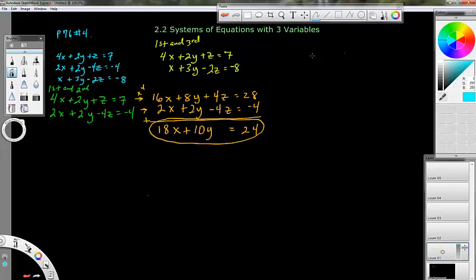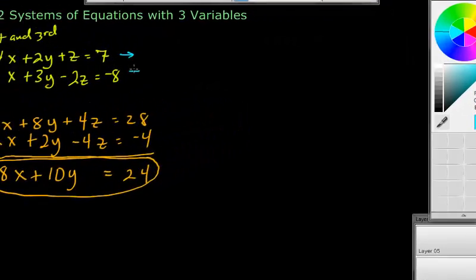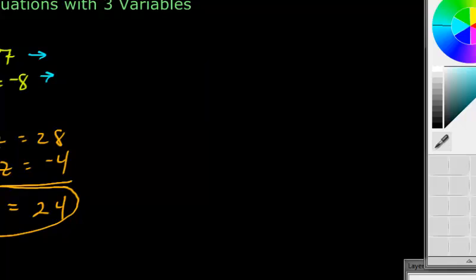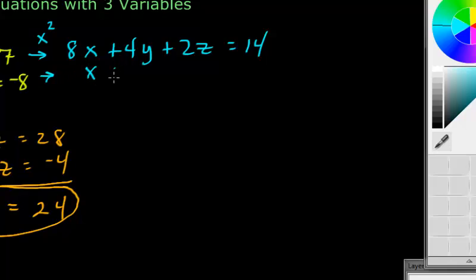And then up here, I'm going to do the same thing. I'm going to try to get the z's to cancel again. So I'm going to multiply the top one by 2. And the bottom one I'm going to rewrite. So the top one gets multiplied by 2. This will be 8x plus 4y plus 2z equals 14. Making sure that's right. That looks good. And then I'm going to recopy the bottom. So it's x plus 3y minus 2z equals negative 8.